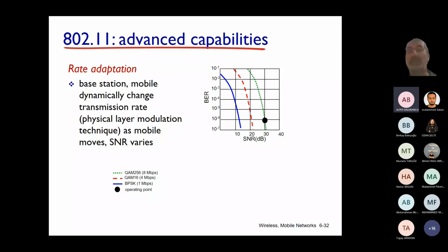Okay, some advanced capability of the Wi-Fi technology, which is called rate adaptation. So, as you know, when the mobile device moves around, the SNR can change. So the base station, in this case the access point, can dynamically compensate for this change by switching between different modulation techniques. So let's look at this one, for instance.